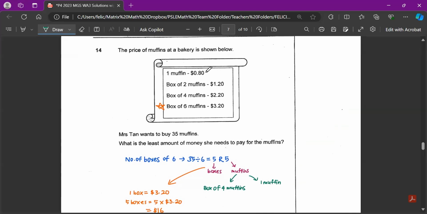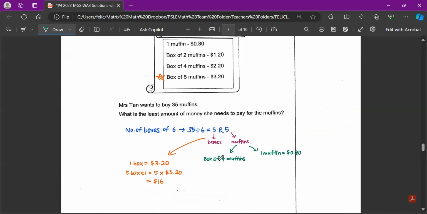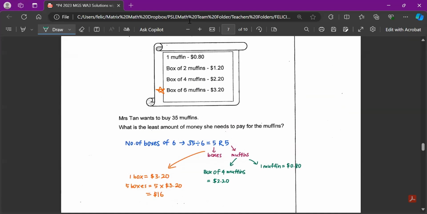Now, 1 muffin is easy. If you look at 1 muffin, it's actually 80 cents. So no choice, you have to spend the 80 cents, although it doesn't seem so worth it, but you have to buy it then. And then a box of 4 muffins, straight away you can see the box of 4 is $2.20. So there you go.